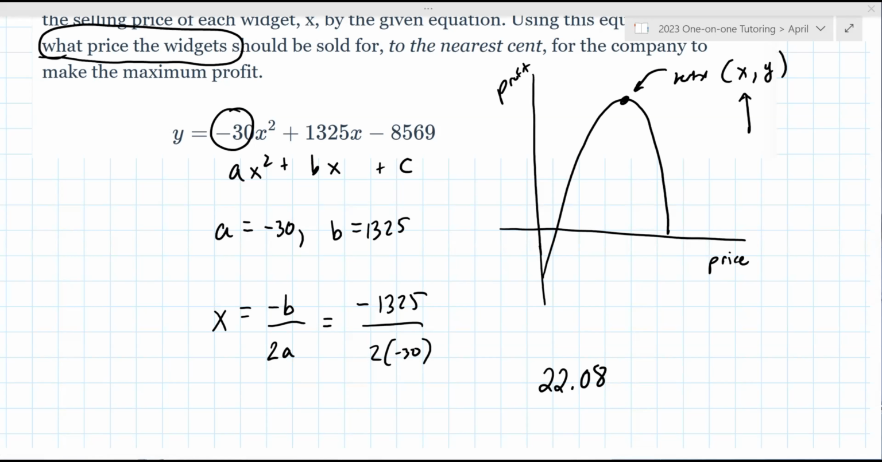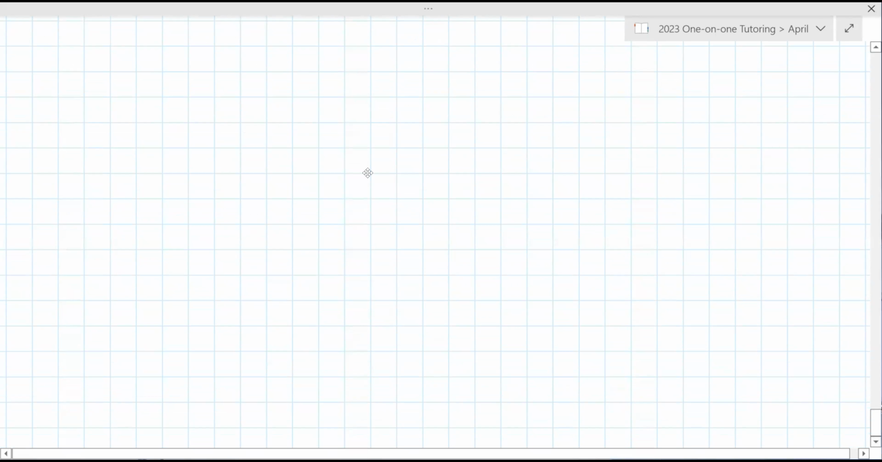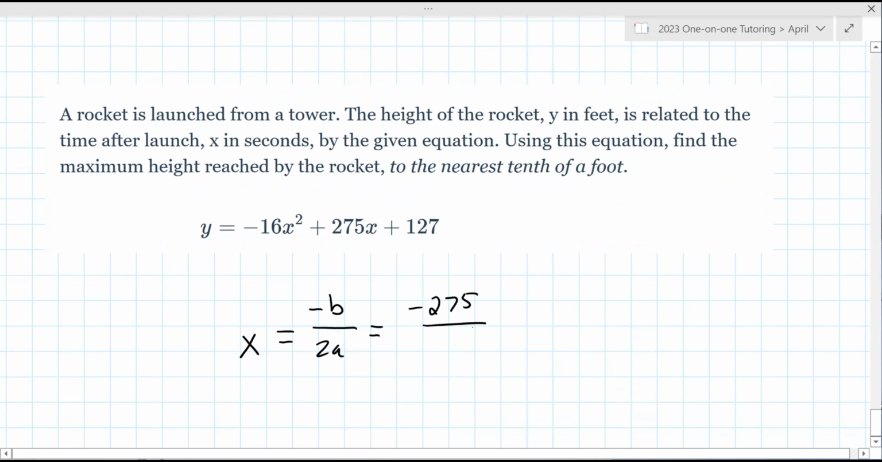All right. Last one here. Let's see what it wants. Okay, so this one you've got to find both the X and the Y value of the vertex. Let me snip this in. All right. So the X value of the vertex, just because we're short on time here, is minus B over 2A, which is minus 275 over 2 times minus 16. And go to your calculator and see what you come up with on that.